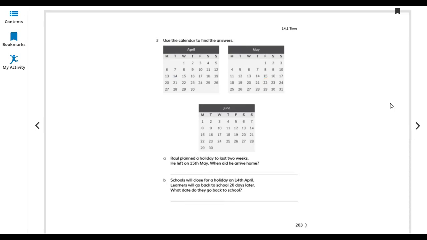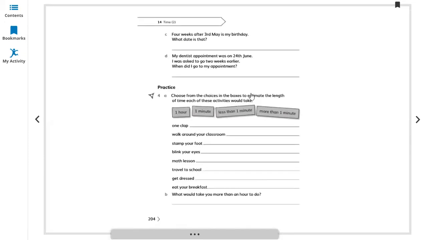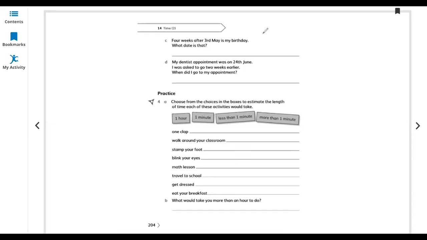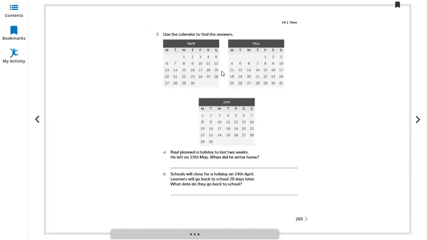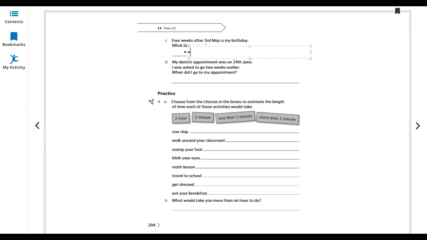Let's move to the next page. Question part C. 4 weeks after 3rd May is my birthday. What date is that? 3rd May and 4 weeks after 3rd May. 3rd May here, 4 weeks after 3rd May. 1, 2, 3, 4, 31st, we can say. So we can write here 31st.